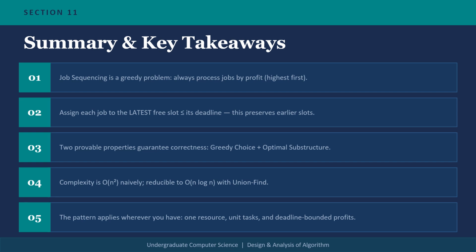3. The algorithm's correctness is guaranteed by 2 provable properties: greedy choice and optimal substructure. 4. Complexity is O of n squared naively, reducible to O of n log n with union-find. 5. The pattern applies to any domain with one resource, unit time tasks, and deadline-bounded profits. Once you recognize that shape, you know exactly which tool to reach for.